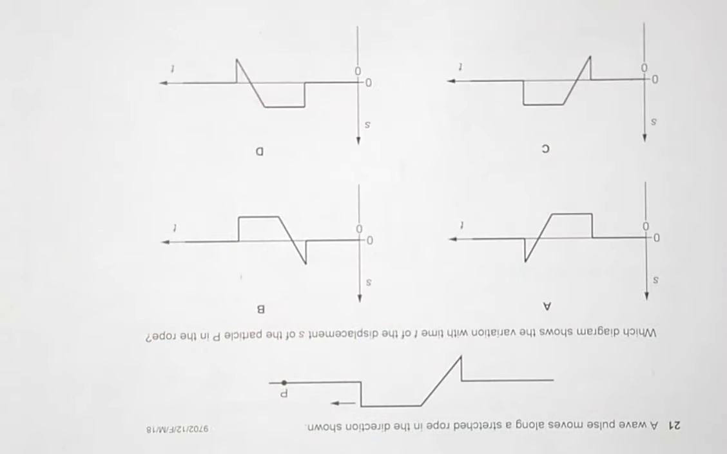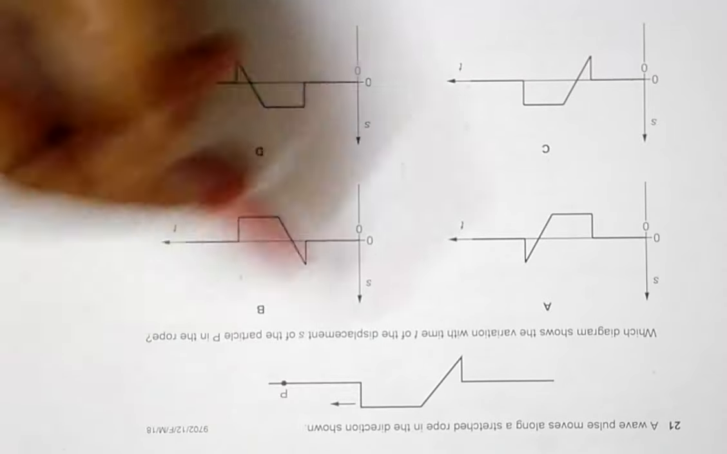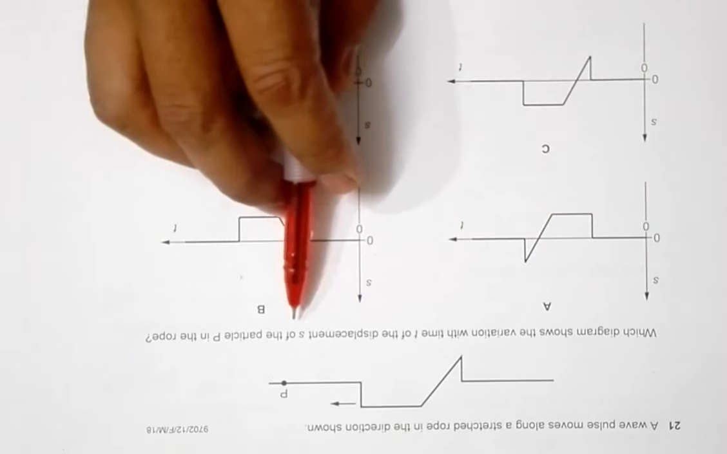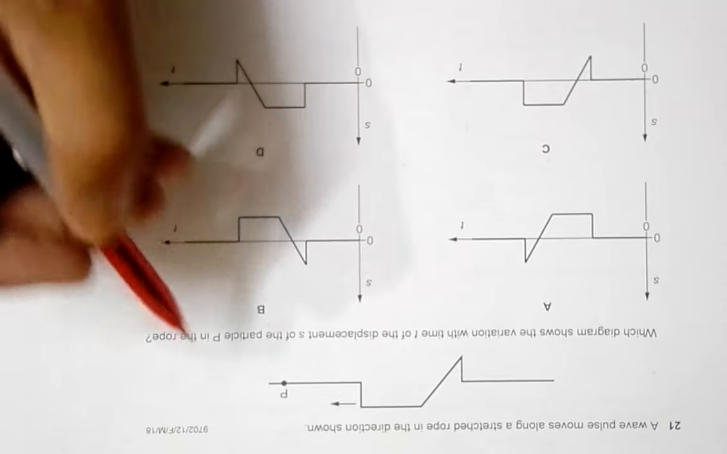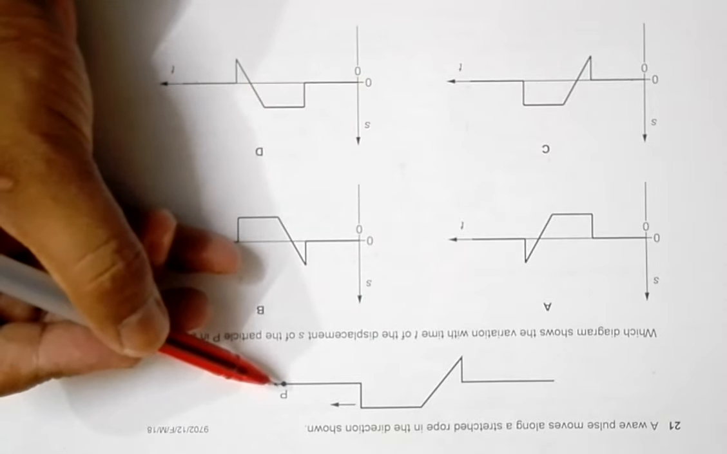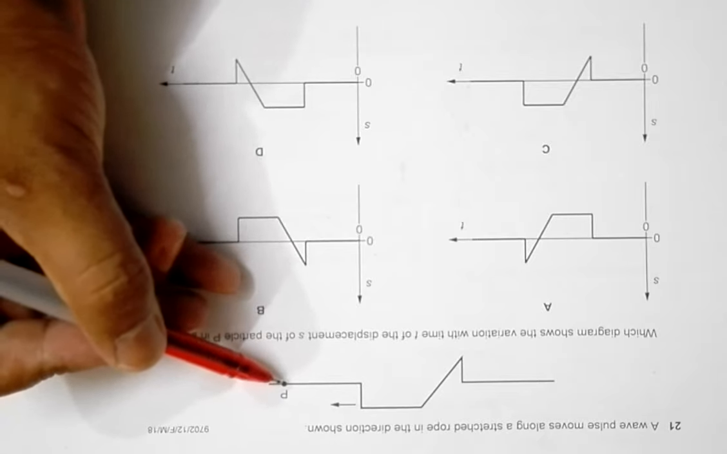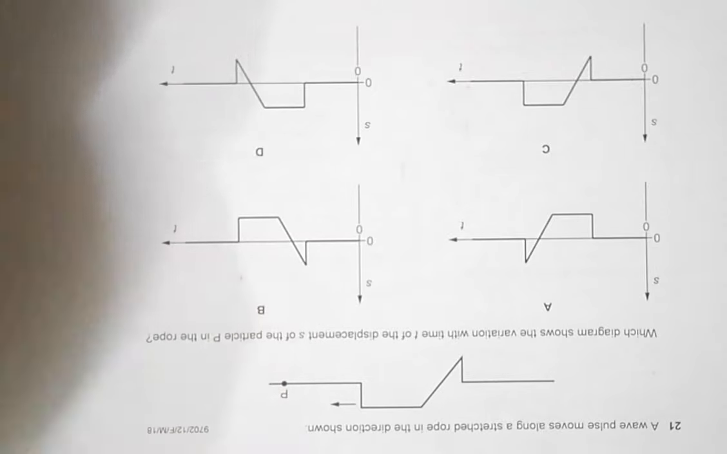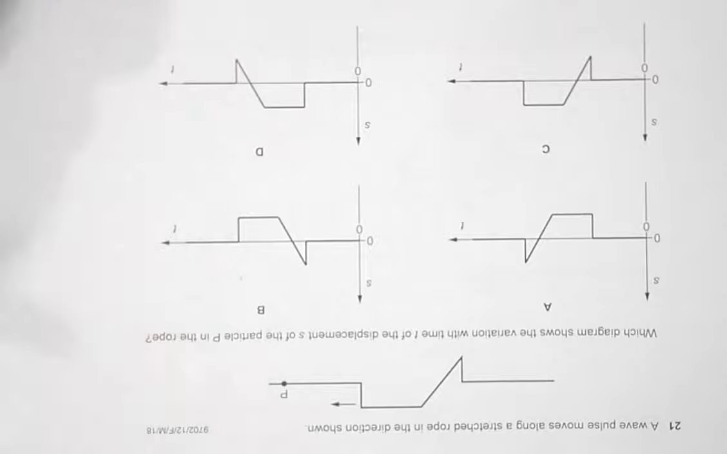This is the wave pulse, a different type of wave pulse. The point of observation is point P. Which diagram shows the variation with time t of the displacement s of the particle P in the rope? So we have to find the pattern of displacement of the particle at P. As time goes by, let us say we have 0, 1, 2, 3, 4.